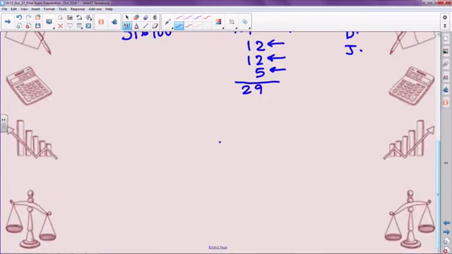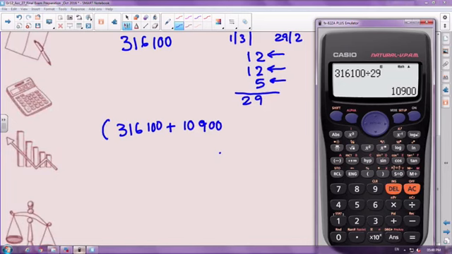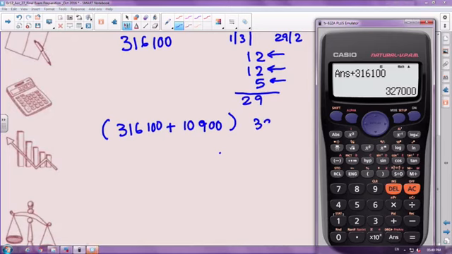Now we say open bracket 316,100 plus the 10,900, and this is equal to 327,000. That's the figure that would appear in my income statement, or my statement of comprehensive income as it is now known. So what have I done? I've done the adjustment in terms of the information that was provided.